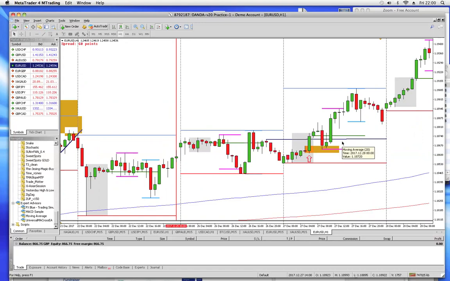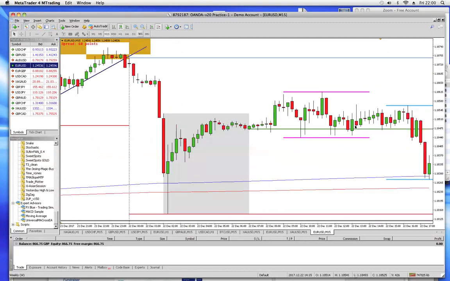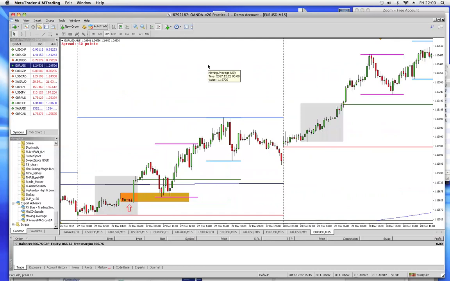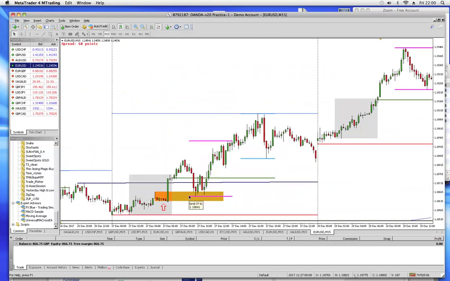So it's a 1, 2, 3: 4 hour, 1 hour, 15 minute. 4 hour break, 1 hour close, 15 minute retrace. And once you've got one of those behind you, the 4 hour break, 1 hour close, 15 minute retracement, you're in this trade.